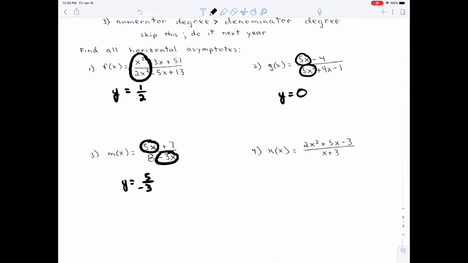Now, I just don't want to mislead you. I've said I'm not going to ask you where the degree of the numerator is larger than the degree of the denominator.